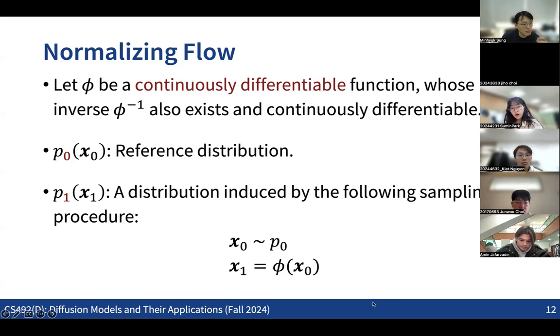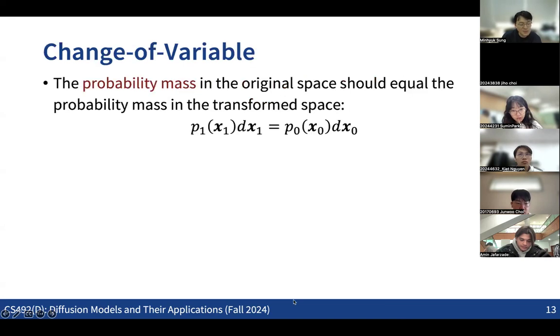Given this relationship between P0 and P1, we are going to see two properties. The first property is that the probability mass in the original space, the space of P0, should be equal to the probability mass in the transformed space, X1. So basically, this relationship holds like this.